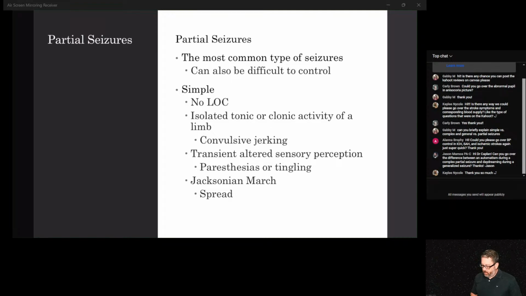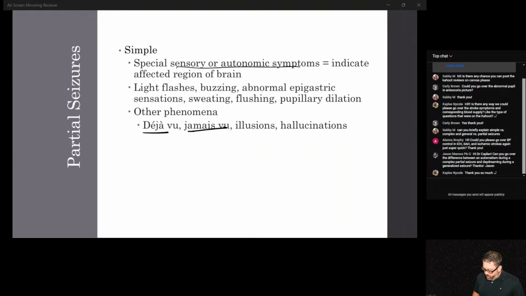Okay, so simple partial seizures, no loss of consciousness. Isolated tonic or clonic activity of a limb, so they're going to have some jerking, but they're going to be awake, no issues. Some sensory issues, and maybe a march where it'll start in the wrist and then it works its way up.